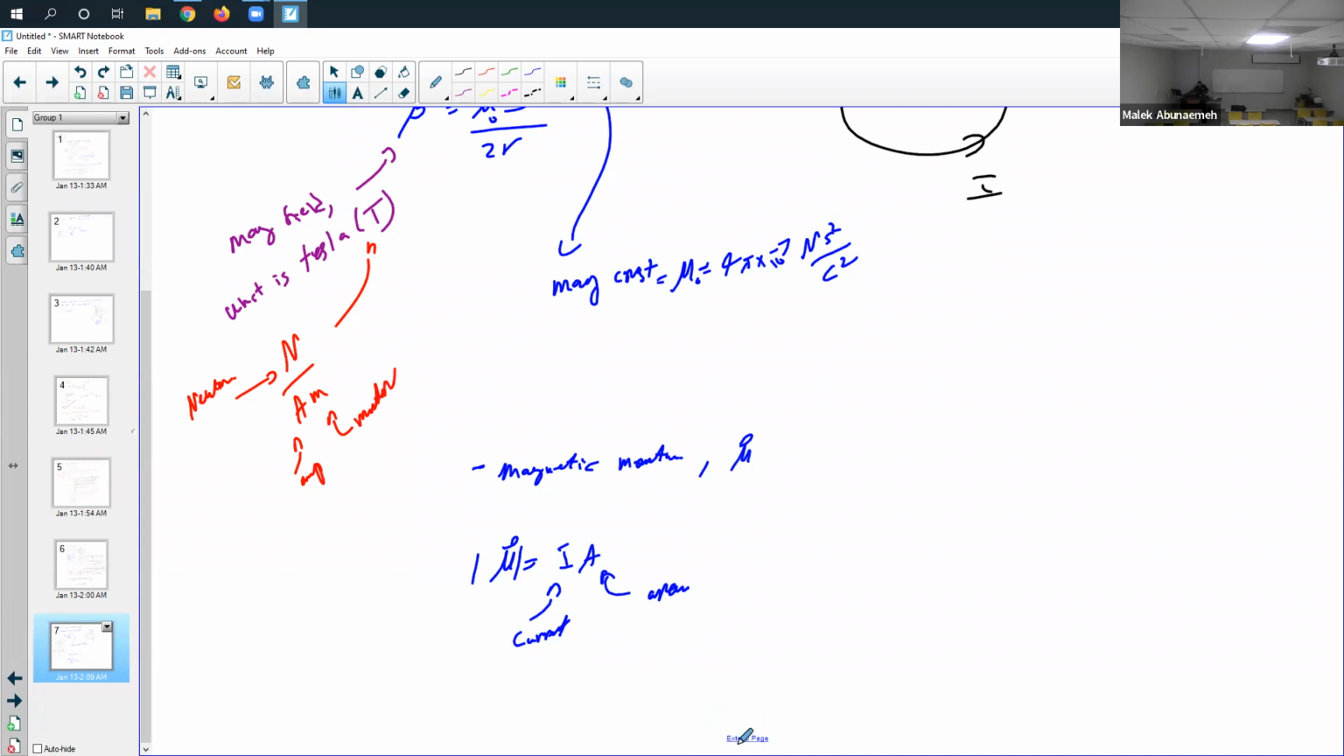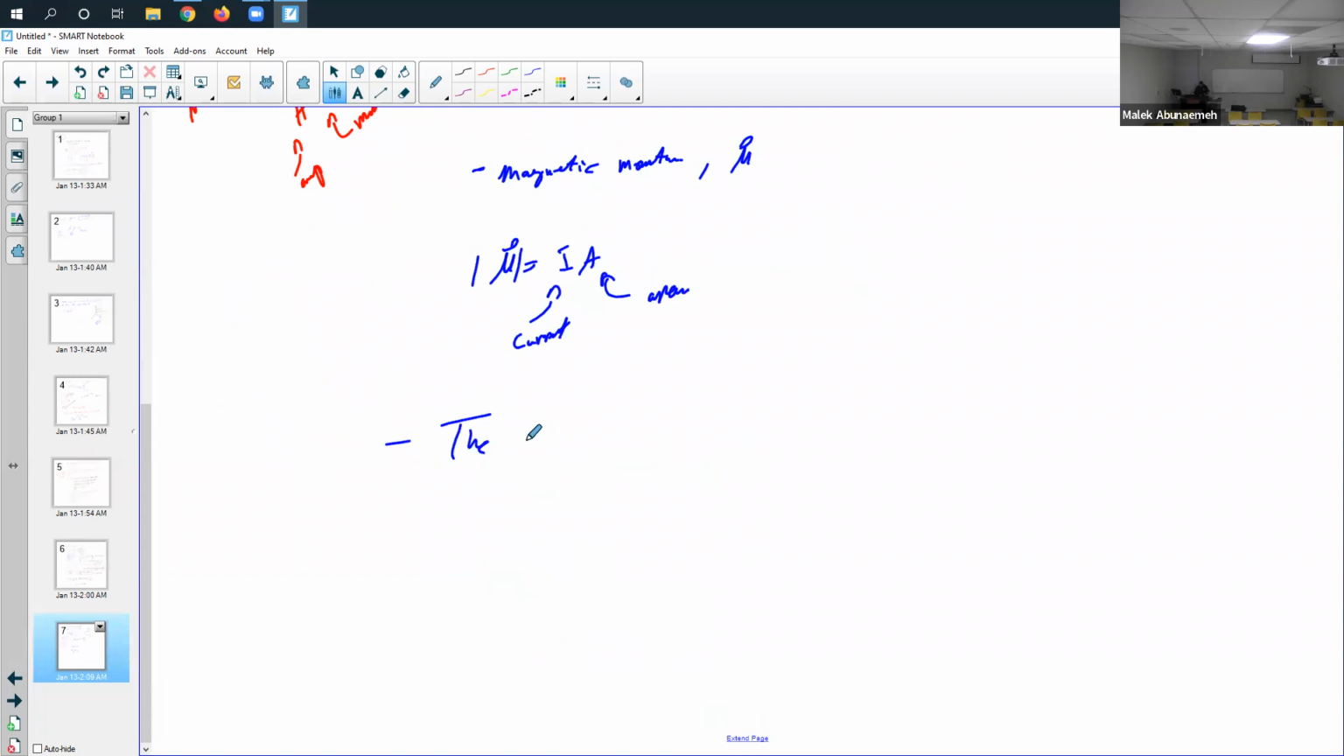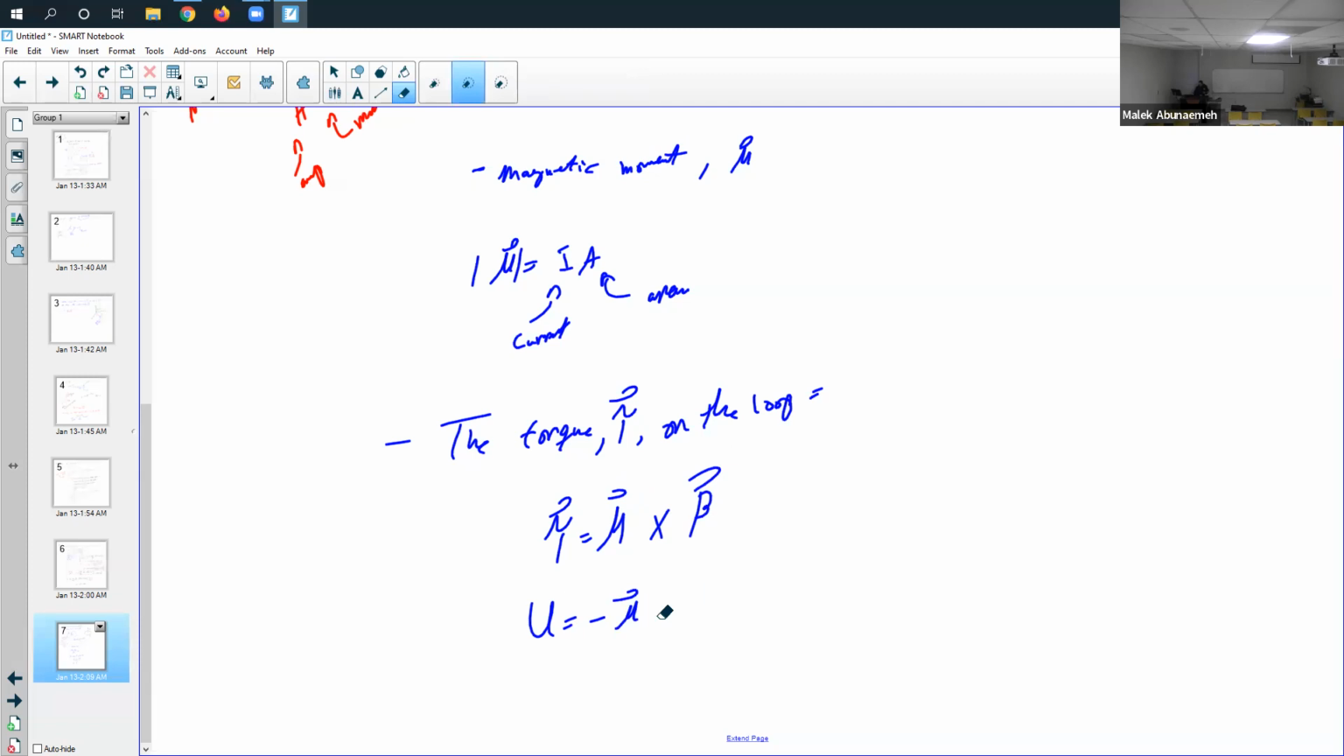Now the torque on the loop, and we give the torque the letter tau, is going to equal the magnetic moment cross your magnetic field, where your potential energy is minus mu, not cross, it's a dot product, dot B.